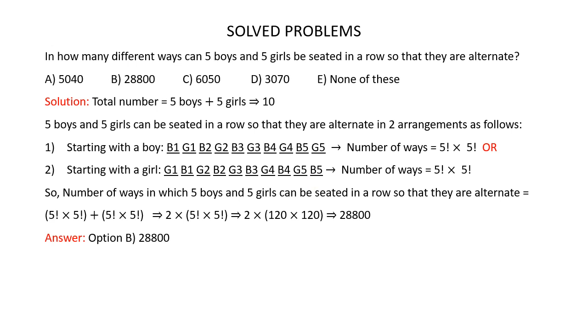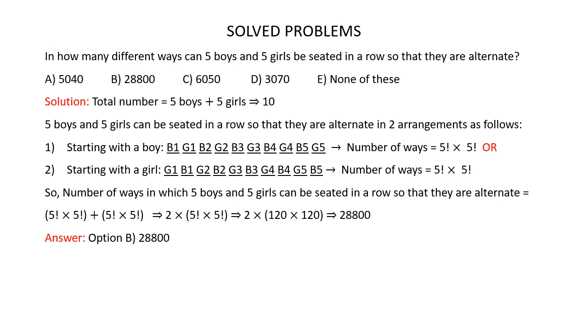Now, the five girls can be seated in the 5 places in 5 factorial ways, and "and" is multiplication. The five boys can be seated in the 5 positions in 5 factorial ways. So the number of ways is 5 factorial multiplied by 5 factorial.